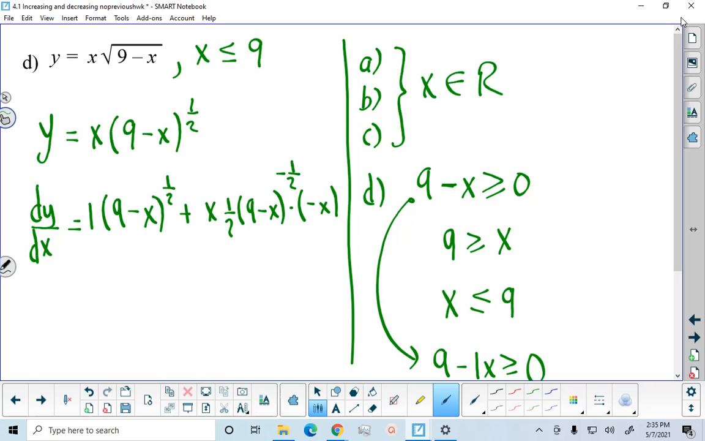So it's a product of two things that are functions of x. The first is x, so the derivative of the first is 1. The second is 9 minus x to the half, plus the first, which is x, and then all of this is the derivative of the second. I move the half in front, drop 1 from the exponent, multiply by the derivative of what's inside. Look good, I hope. Take a minute and check it out.